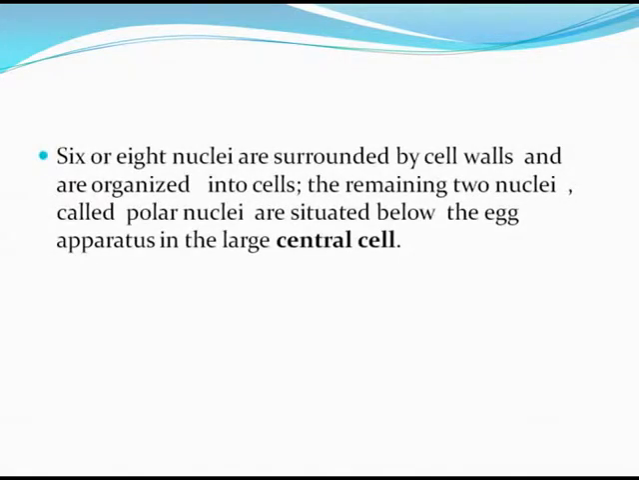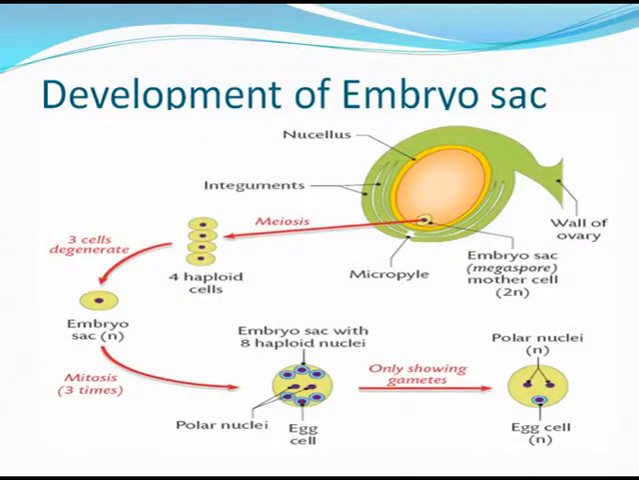6 or 8 nuclei are surrounded by cell walls and are organized into cells. The remaining 2 nuclei, called the polar nuclei, are situated below the egg apparatus in the large central cell. Development of the embryo sac. As we have said already, now we see diagrammatically how the embryo sac is developed. This is the egg cell and this is the polar nucleus.